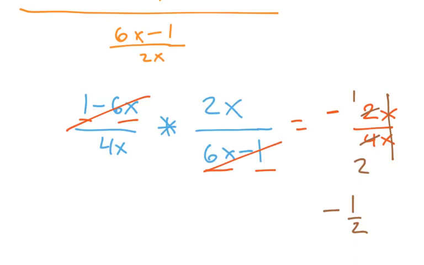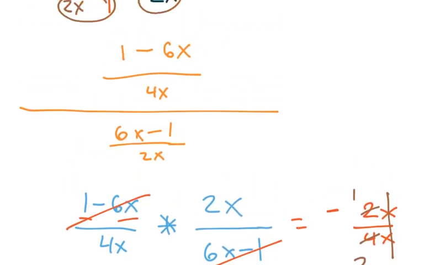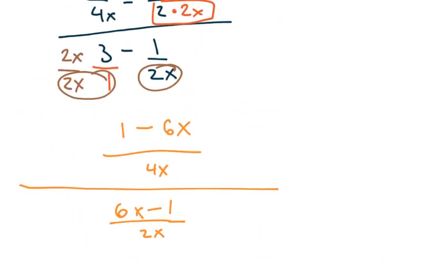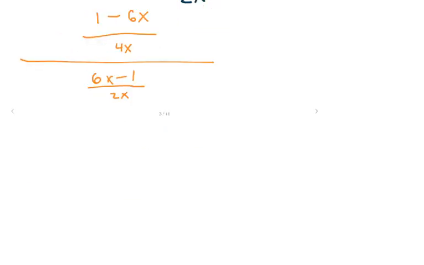And there's your answer. Now, if we want to take the same situation, and this time we want to use method 2, then what we would do is multiply through by the number that's going to get rid of 4x and 2x.